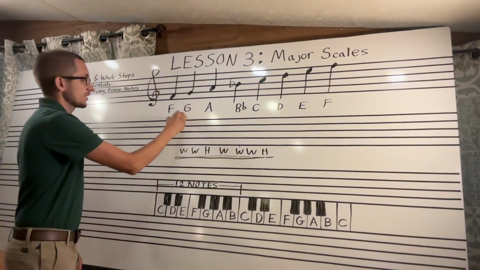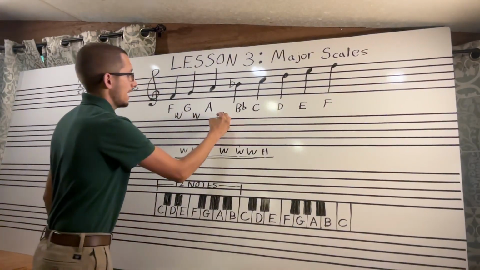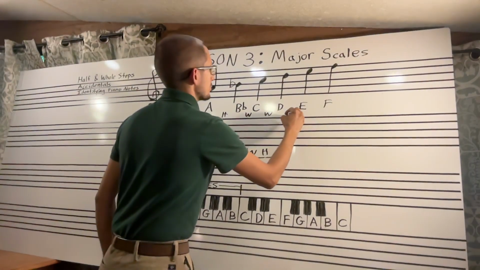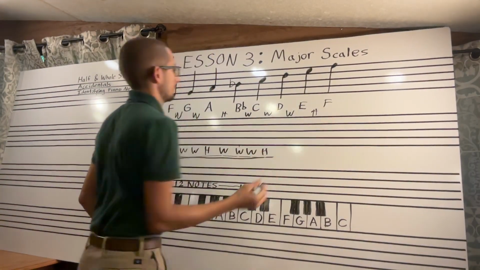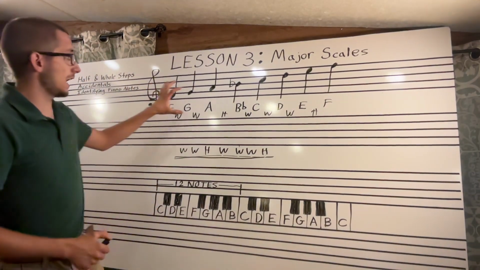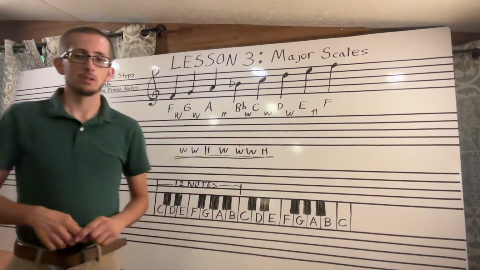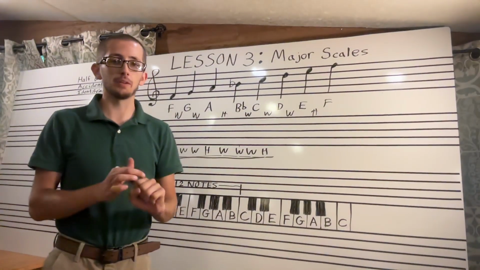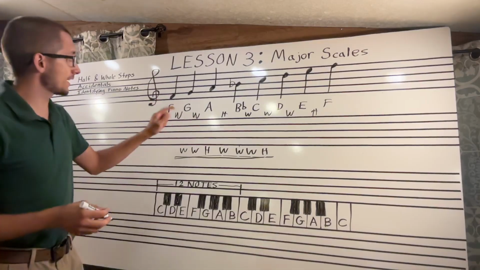So we got whole step, half step, whole step, whole step, whole step, and half step. So that is the F major scale. Now, one thing before we continue writing the other major scales, I will say this.